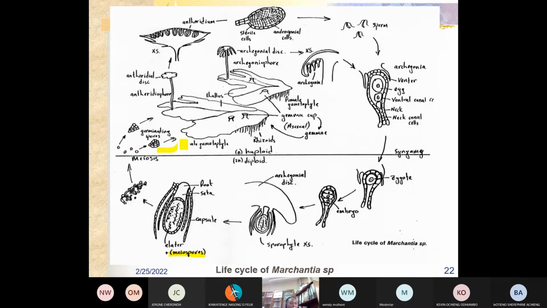you can get a male and a female body if they are dioecious. If not, then they will just get the gametophyte body, which then will continue to form the sperm. So you get antheridia, archegonia forming, and the whole process then continues. So that's the life cycle.